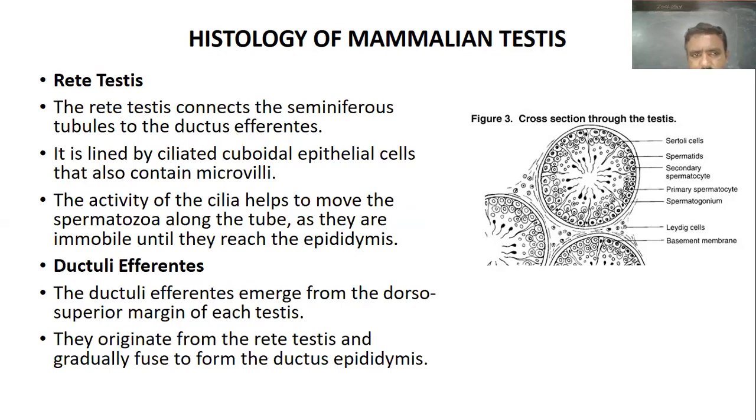Then come to the rete testis. The rete testis connects the seminiferous tubules to the ductus efferentis. It is lined by ciliated cuboidal epithelial cells that also contain microvilli.